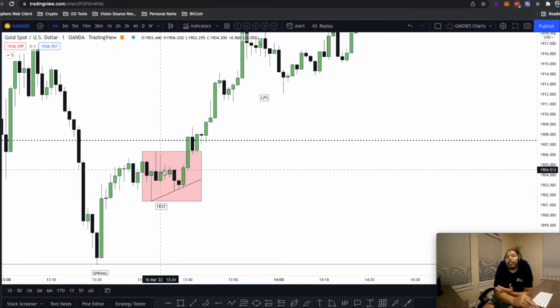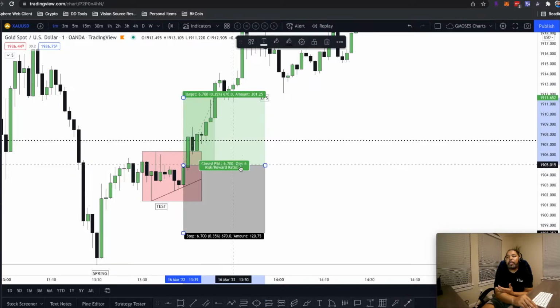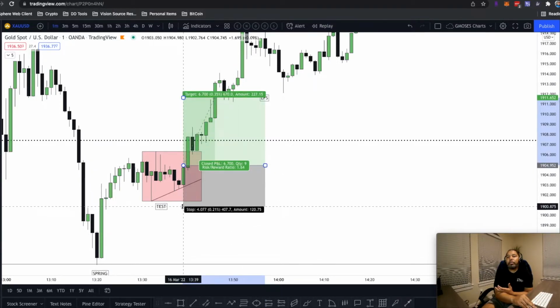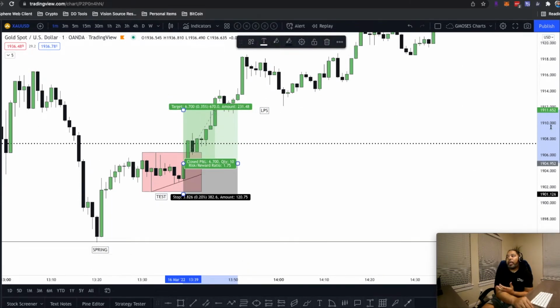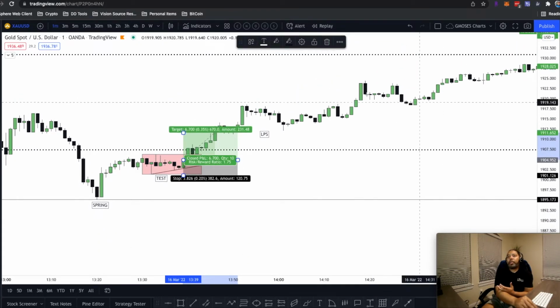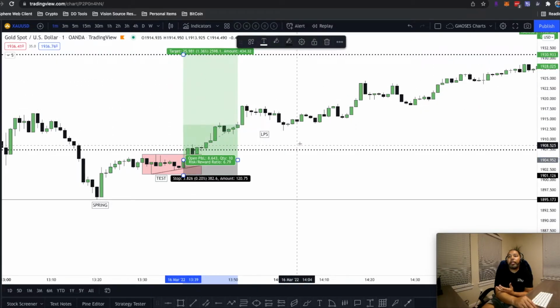When price started to break down and it gave you a bullish engulfing, this could have been your entry here. Right after this candle here, you could have put your stop loss under this area here. And what you could have done, you literally could have rolled price all the way up to this area here.